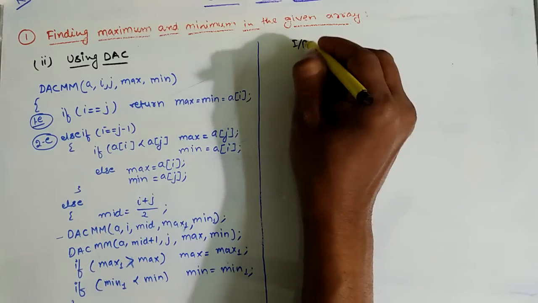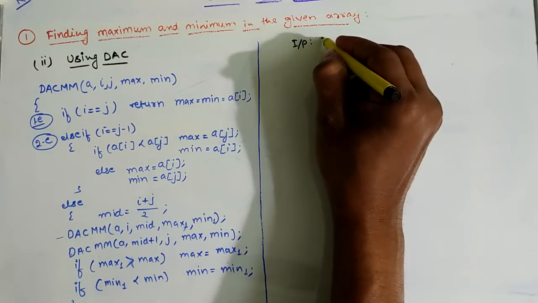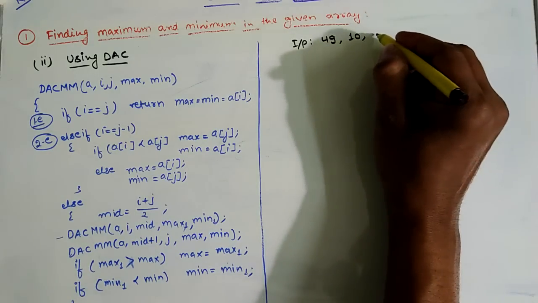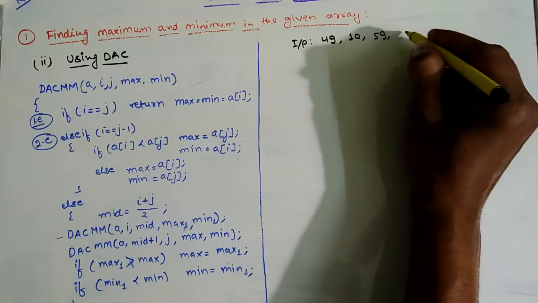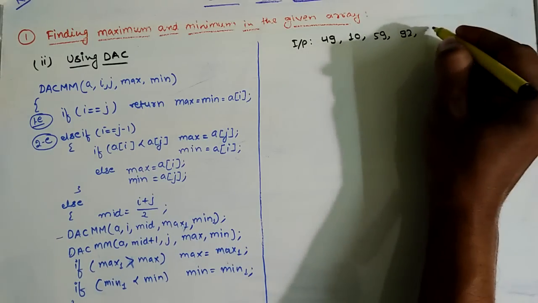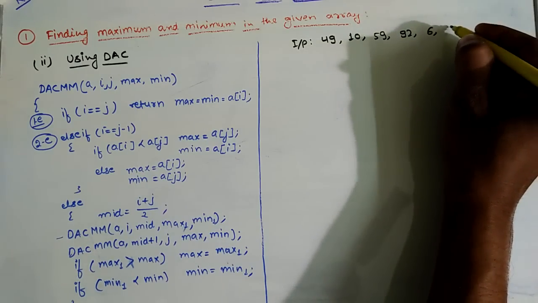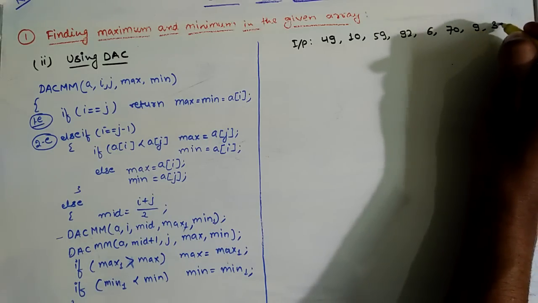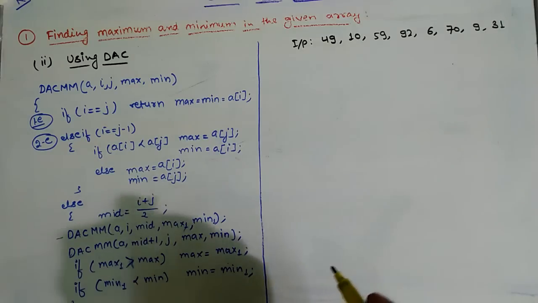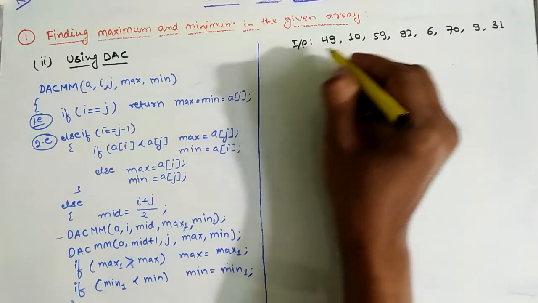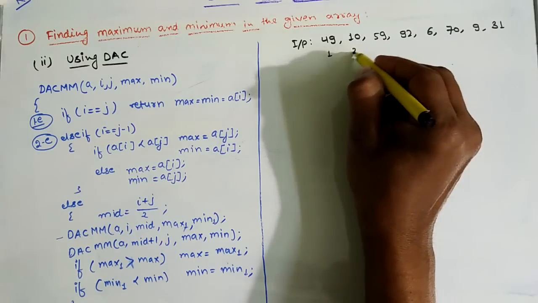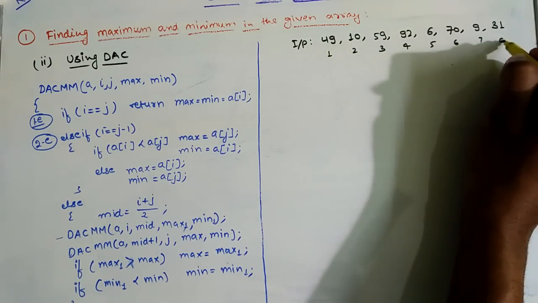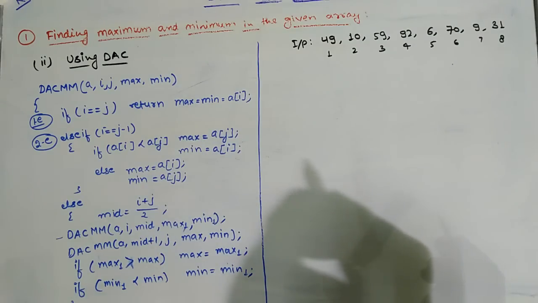So suppose the input given is 49, 10, 59, 92, 6, 70, 9 and 31. So this is the input given. Suppose the index starts from 1, 2, 3, 4, 5, 6, 7, 8. There are 8 elements in this array.